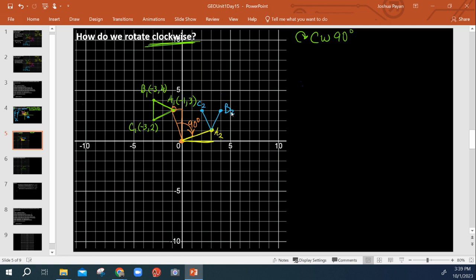And when I go ahead and draw it, we're going to see that there's a pattern that occurs here. So A2 became 3 by 1. B2 became 4 by 3. C2 became 2 by 3. Let's look at any patterns that may emerge from rotating 90 degrees. Starting with vertex A, we went from negative 1 by 3 to 3 by positive 1 now. So we see that X and Y traded places.